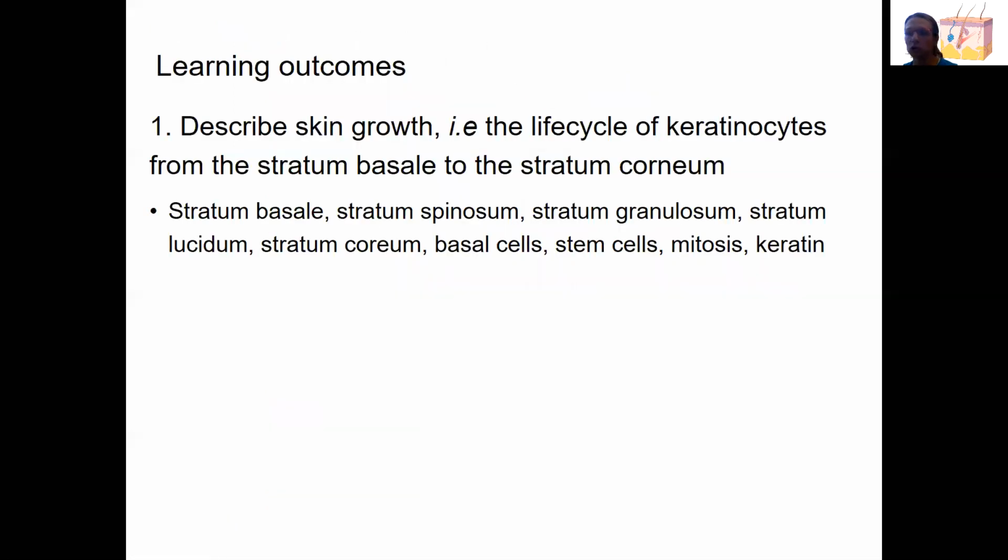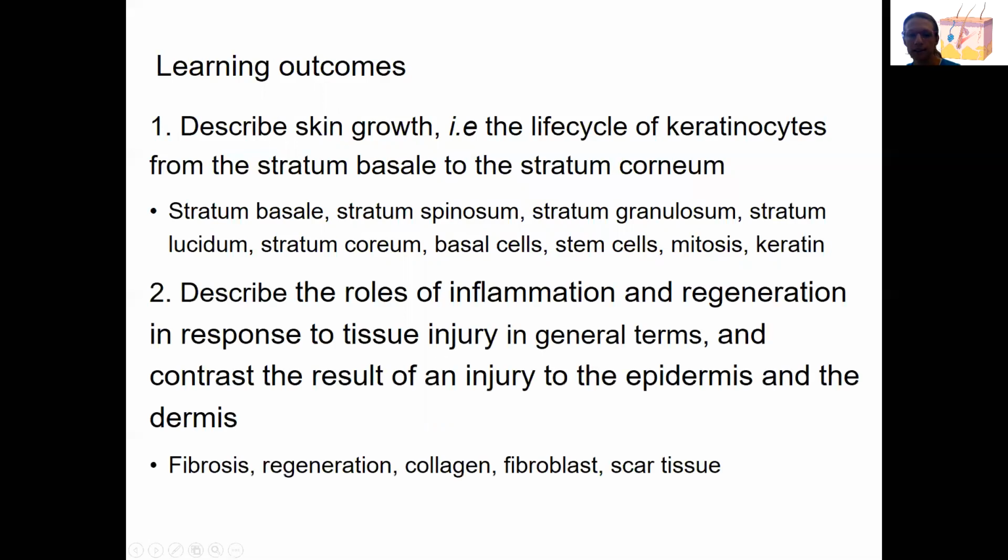So in these two learning outcomes here, one was to describe skin growth, so the life cycle of keratinocytes from the stratum basale to the stratum corneum. This learning outcome involves knowing those layers, which you'll also see in lab, as well as talking a little bit about what happens in those different layers, so where mitosis occurs and where keratin is being produced. The second one is to describe the role of inflammation and regeneration in response to tissue injury, and contrasting injury to the epidermis to the dermis in terms of scar tissue and the repair that occurs.